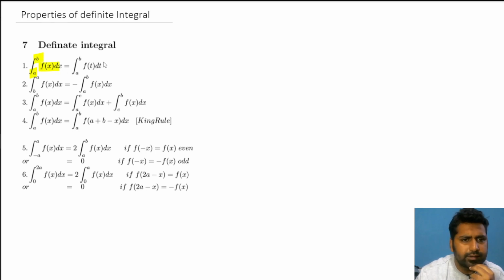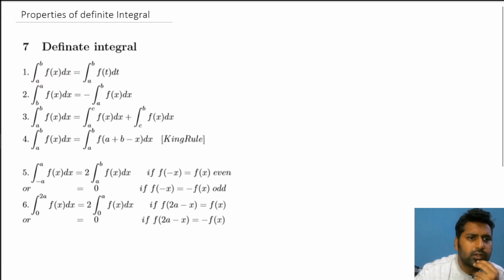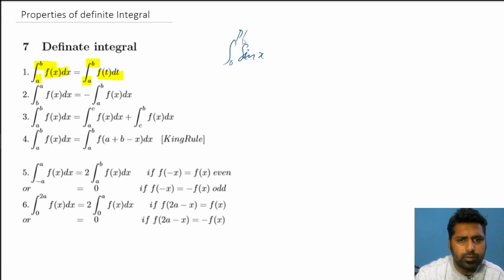Okay, I'll increase the size. So integration a to b f(x) dx is the same as integration a to b f(t) dt. What is the meaning of this? It's like this. Suppose you have integration of sin x from 0 to pi by 2, dx. This will give you some value.